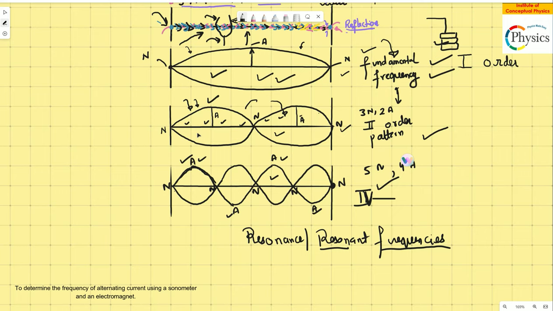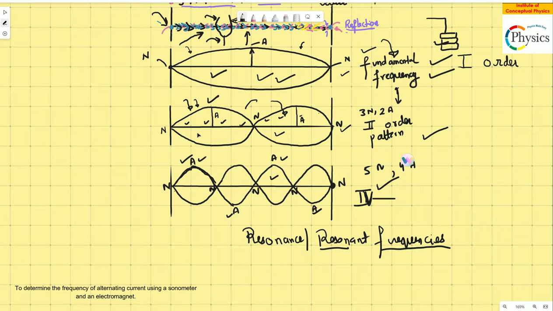Mind you, these loops which you are seeing, from the fundamental frequency, second order, the fourth order has 4 loops, the second order has 2 loops, and the fundamental frequency obviously has 1 loop. So all these loops are actually getting created in a single wire. Okay, the stationary wave patterns are not visible, obviously, because of the frequency, and also because the size of the later order patterns or the modes is very small.